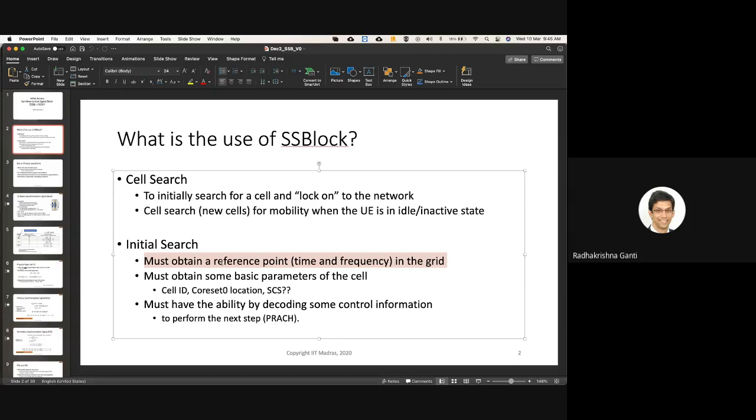After you finish decoding the SS block, you should be able to transmit something on the uplink to inform the base station, saying, hi, I am there, so please allocate me resources. So these are the things that are required from this SS block.